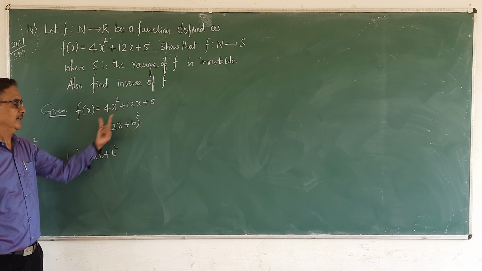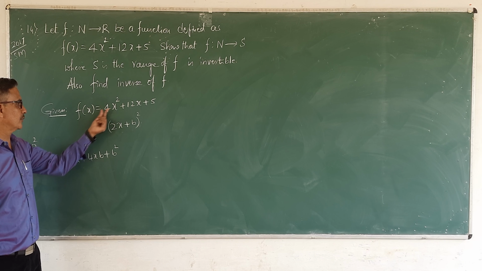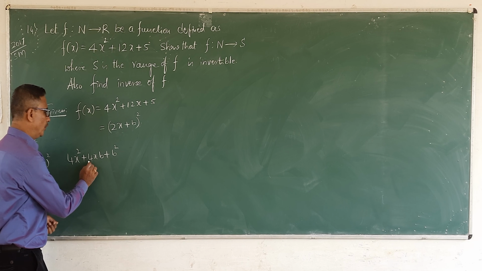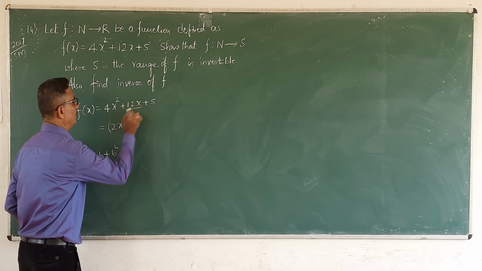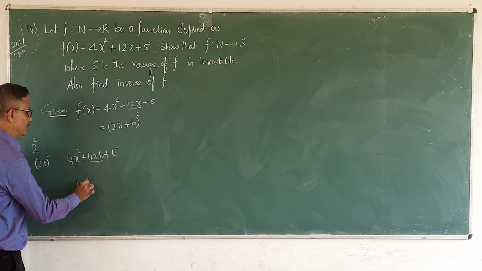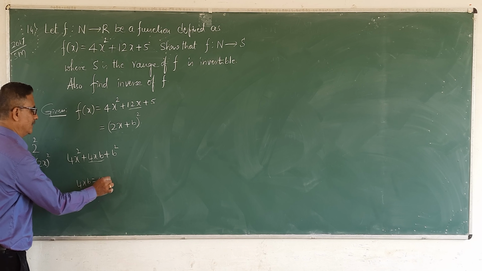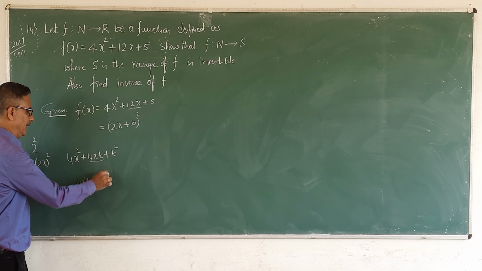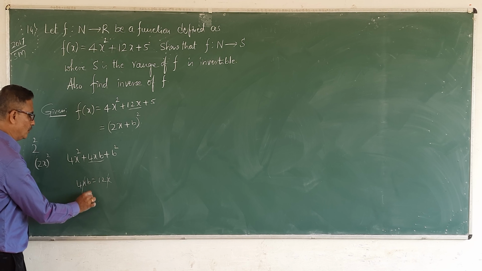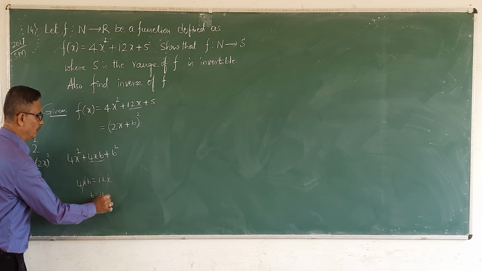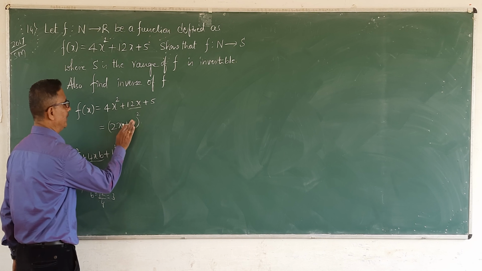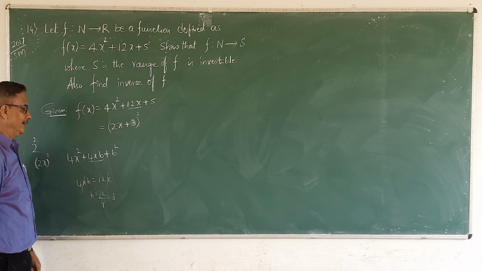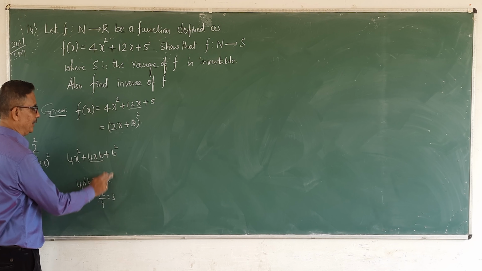Comparing this with that, you will get 4x square, okay. 4xb is equal to 12x. Right? What is the value of b? Divide both sides by x, cancel. 4b is equal to 12, b is equal to 12 by 4. How much? 3. So that b value is 3. Right? Plus b square, b value is 3.